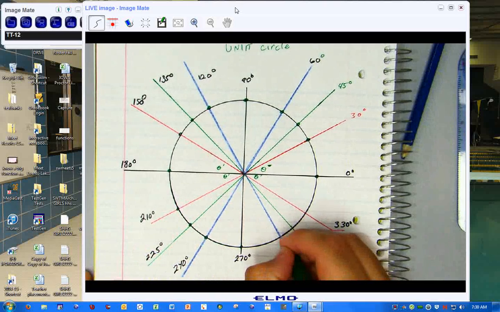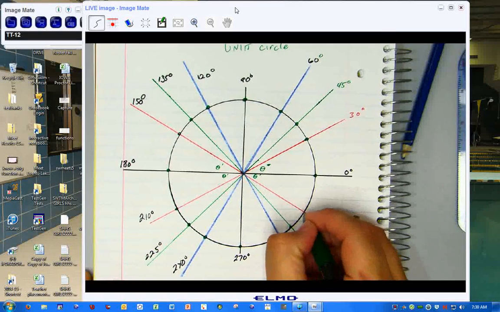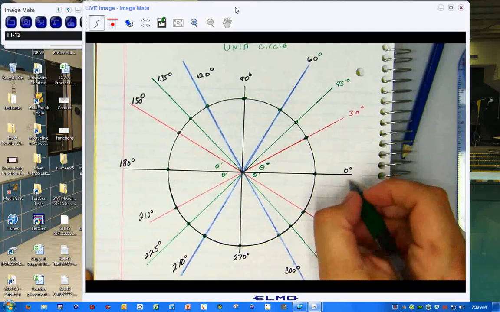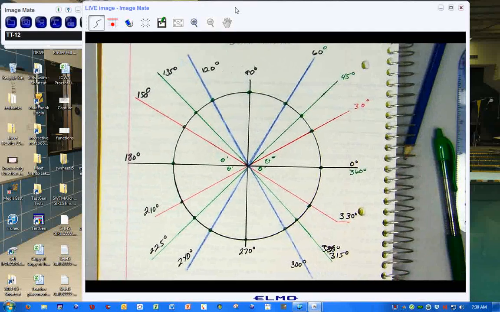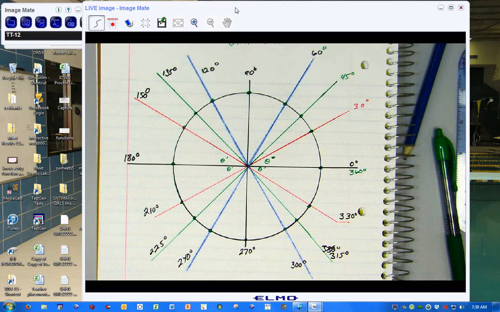So this is kind of a good news, bad news situation. I'll put 360 degrees right down there, because 0 and 360 degrees are coterminal. There's another good key piece of language for us.